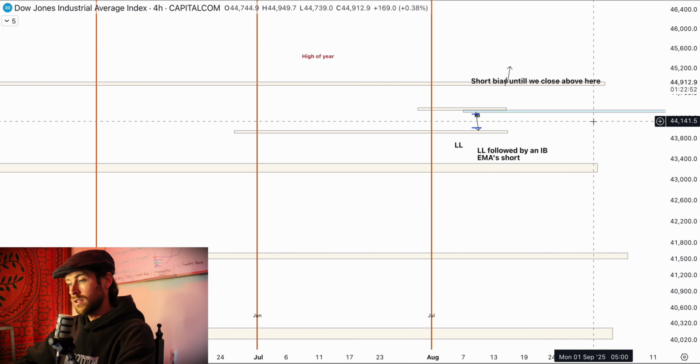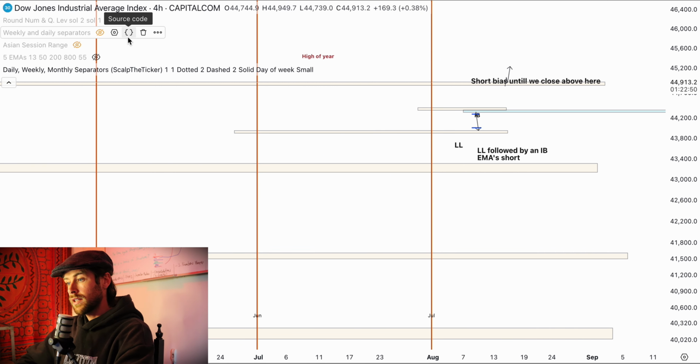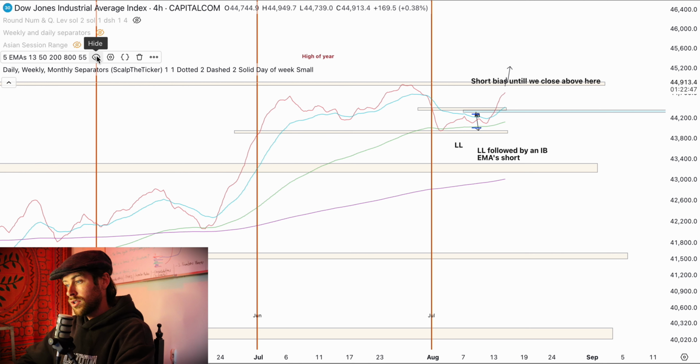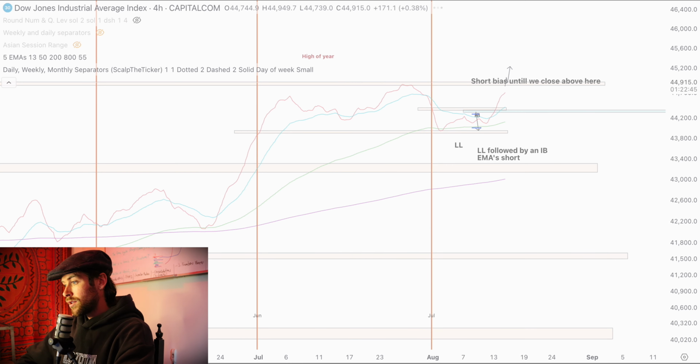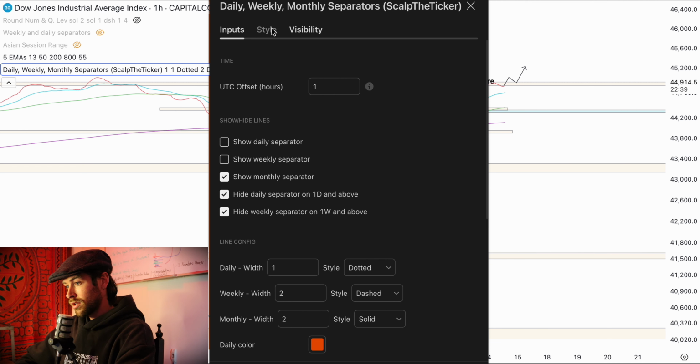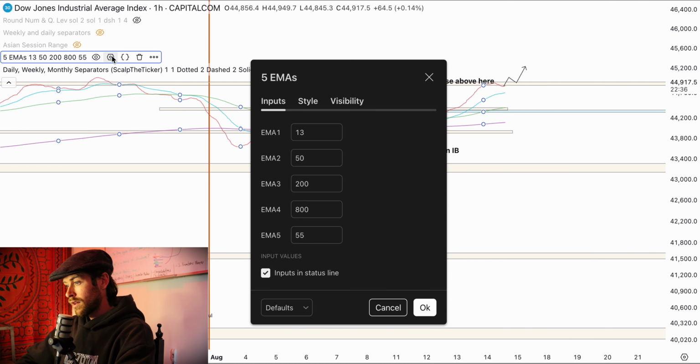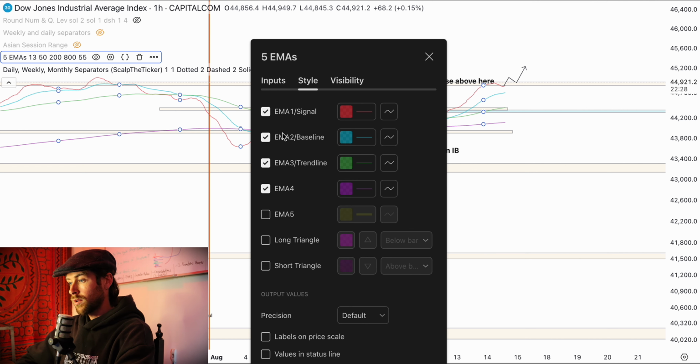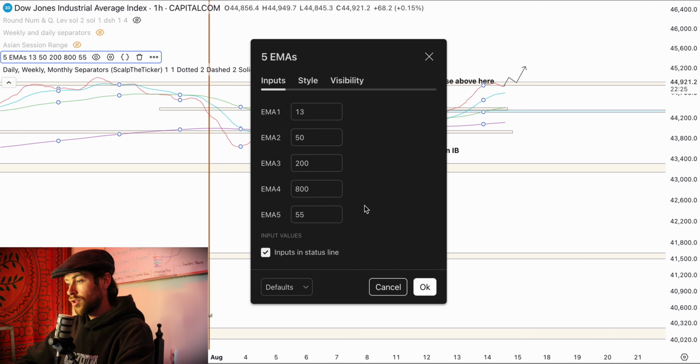So then the second confluence, which I combine it with, is the EMAs. The combination of EMAs that I use is what I learned from Steve Mauro. If you want to screenshot this combination, it's 13, 50, 200, and 800. I do not use the 55. It's not ticked. As you can see, the fifth one isn't ticked. So just 13, 50, 200, 800.